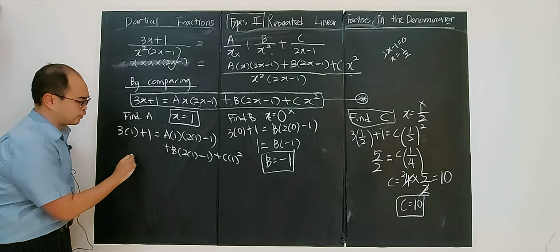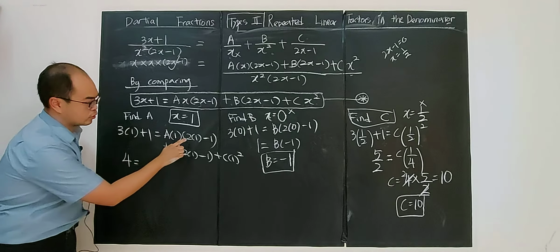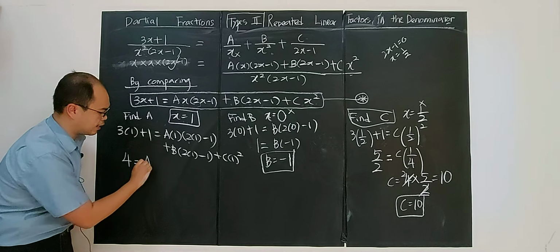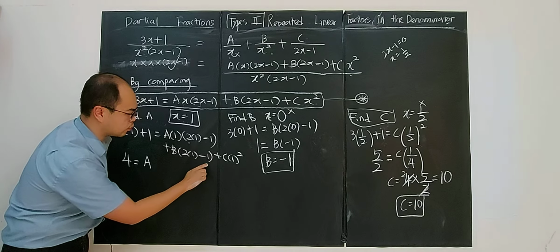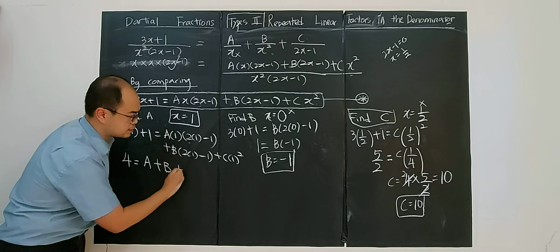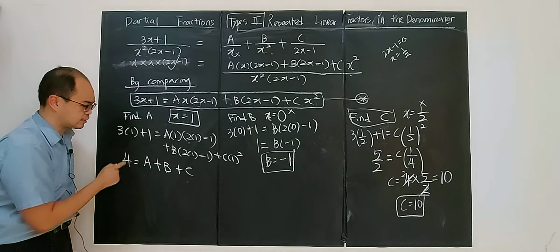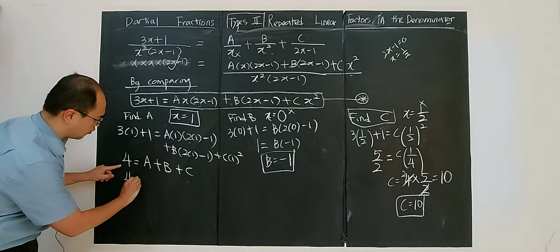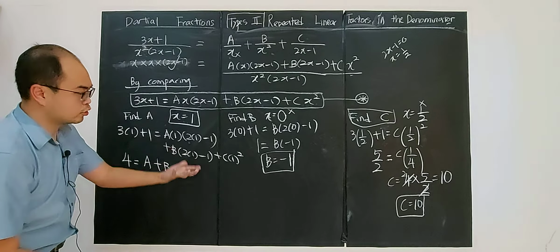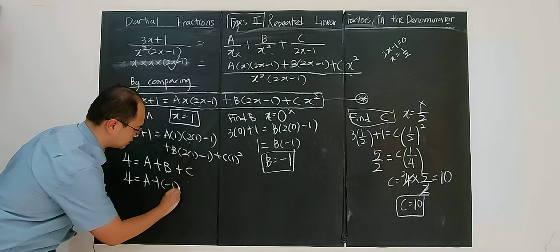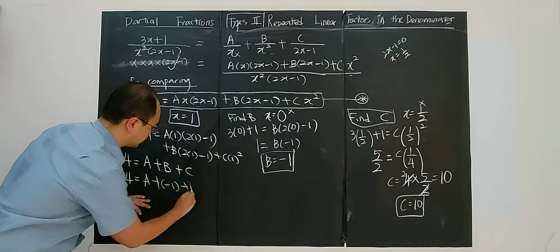So 3 plus 1, you have 4. So this one is 2 minus 1, you have 1. You have A, right? 2 minus 1, 1, so you have B. And C also 1. A plus B plus C is 4. Aha. So now you know that is 4. What is your A? Don't know, right? A you want to find. B is negative 1. C you can get from there, 10, right?